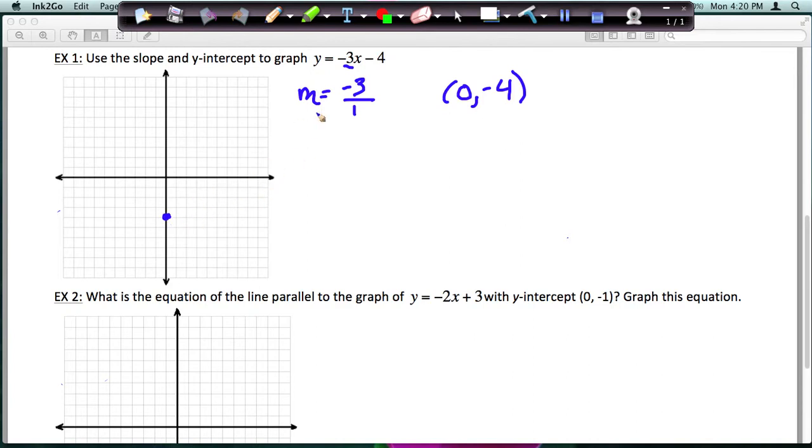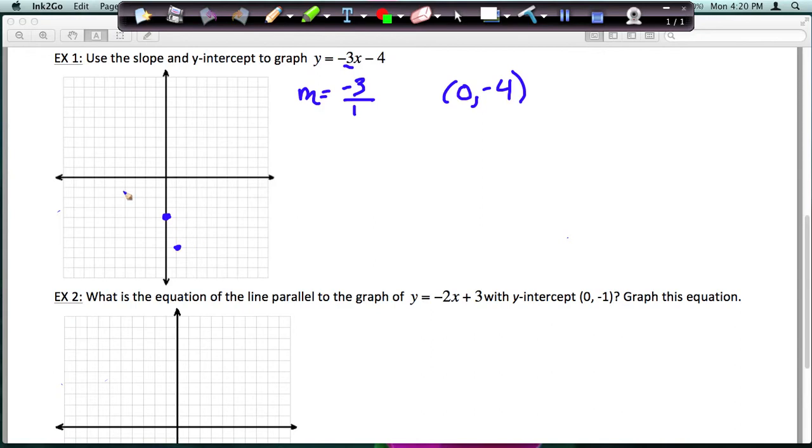Step 2 says use the slope to find the second point. So starting at the y-intercept, the slope is negative 3 over 1. Rise over run. That means I go down 3 and to the right 1. So from this y-intercept, I'm going to go down 3, 1, 2, 3, and to the right 1, right there. And that's my second point.